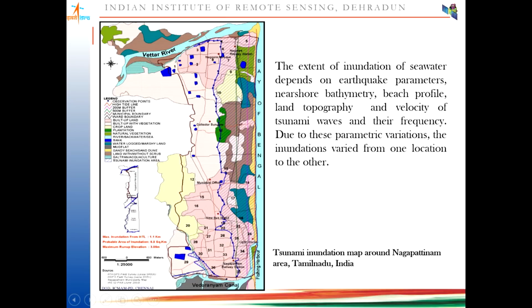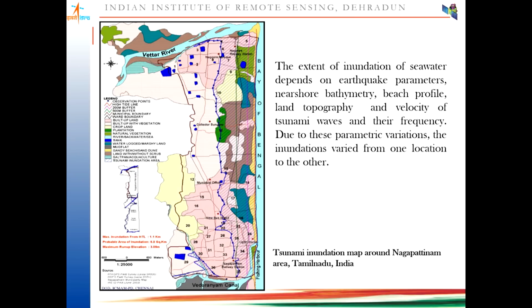So these are beautiful maps to understand how geospatial technology can help during the time of disaster, whether it is a tsunami or earthquake or cyclone, anything. So the extent of inundation of the seawater, you can see the extent of inundation is not the same in all the places. Somewhere it has gone deep, here it has gone very deep along the river or the nala or the creeks. The extent of inundation of seawater depends on the earthquake parameters. The more severe the earthquake, the more definitely will be the tsunami devastation.